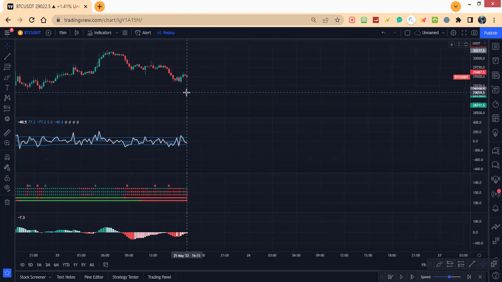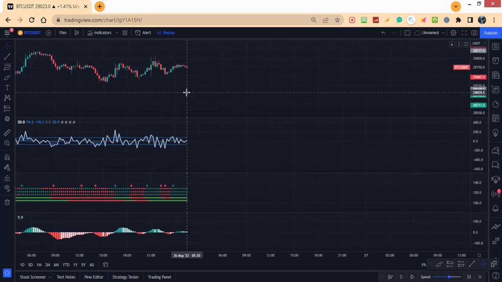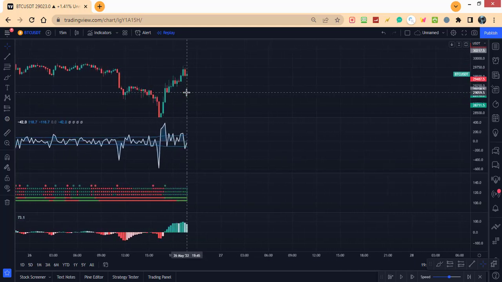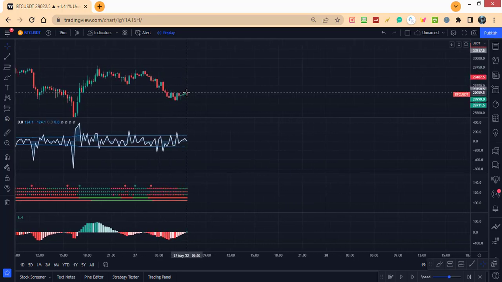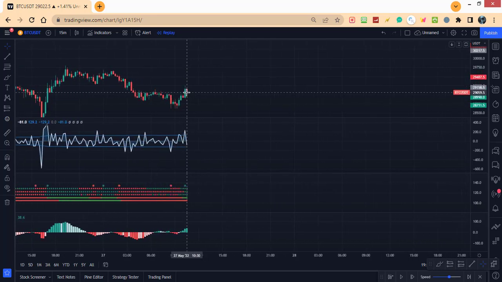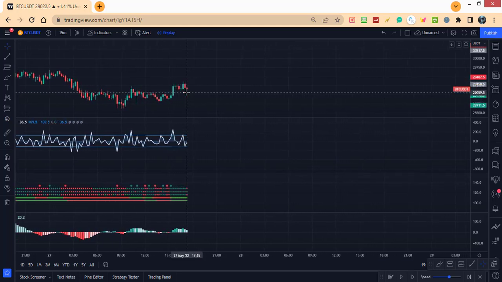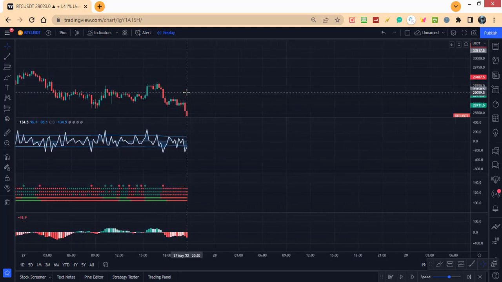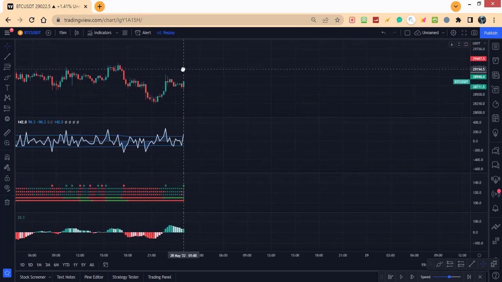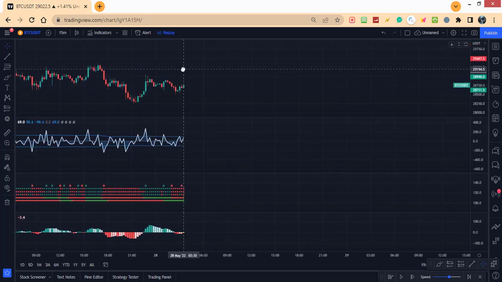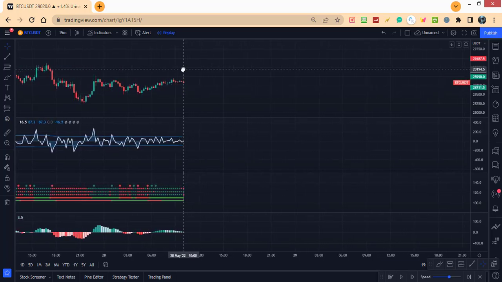Hello, fellow traders. Today I am going to share a strategy that I made, and I hope it will be beneficial for you in your day trading. This strategy uses three indicators and will give you three confirmations, and it is a very good strategy. I hope you can utilize it well in your crypto, stocks or forex market.